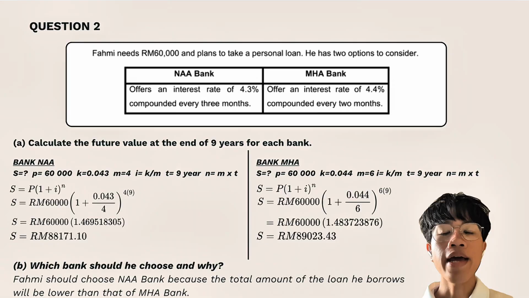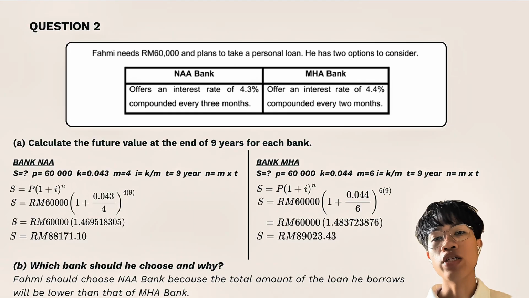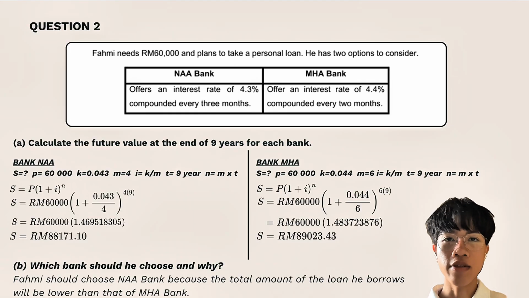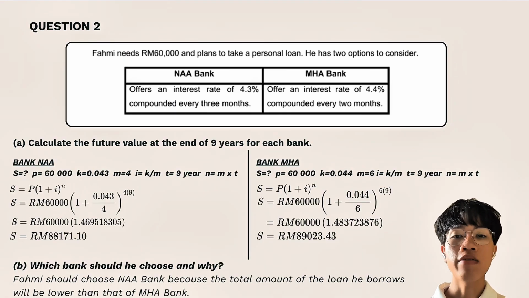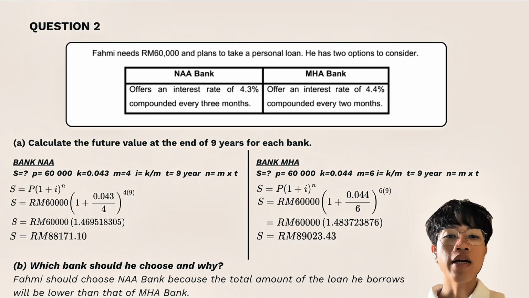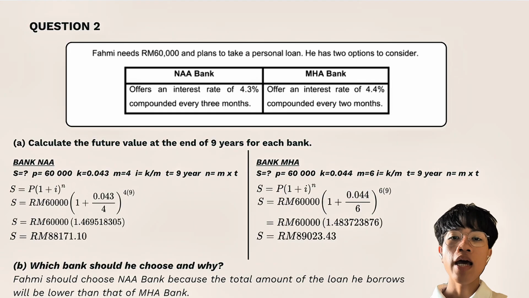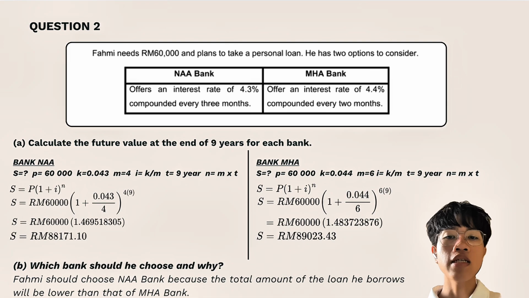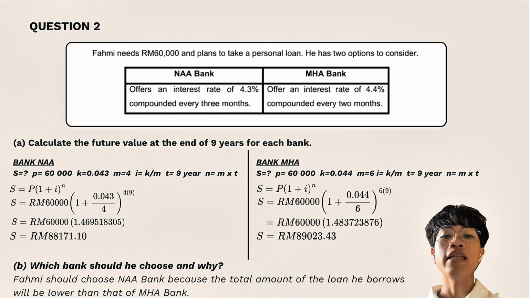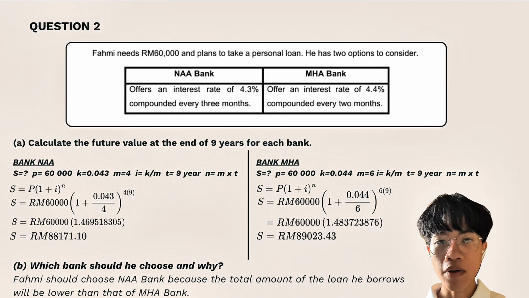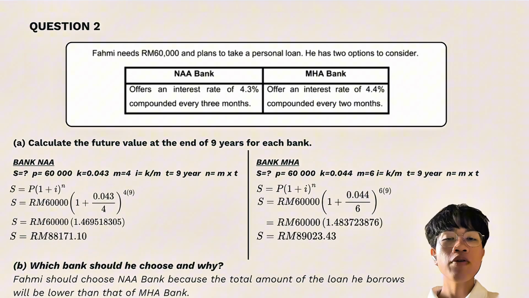So first, let's start with NAA Bank. As I mentioned before, NAA Bank charges 4.3% interest compounded every 3 months. Since interest is compounded quarterly, that means there are 4 compounding periods in a year. So we take the annual rate, 0.043, divided by 4 to get the interest rate per period, and multiply 9 years by 4 to get 36 total periods. Using the compound interest formula, S equals P bracket 1 plus I power N, we substitute all the values. After calculating, the future value becomes 88,171.10 ringgit.